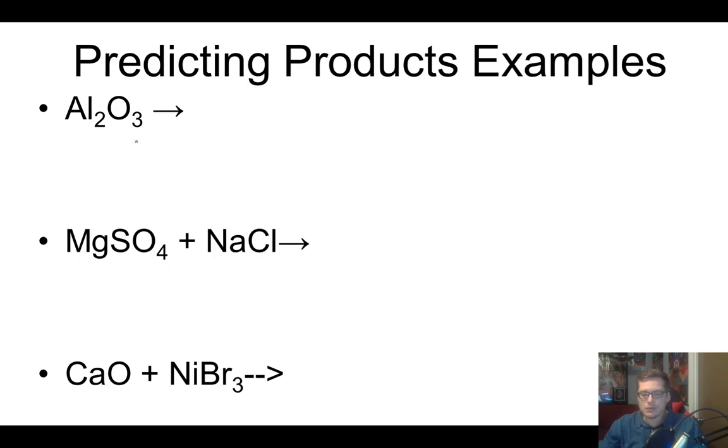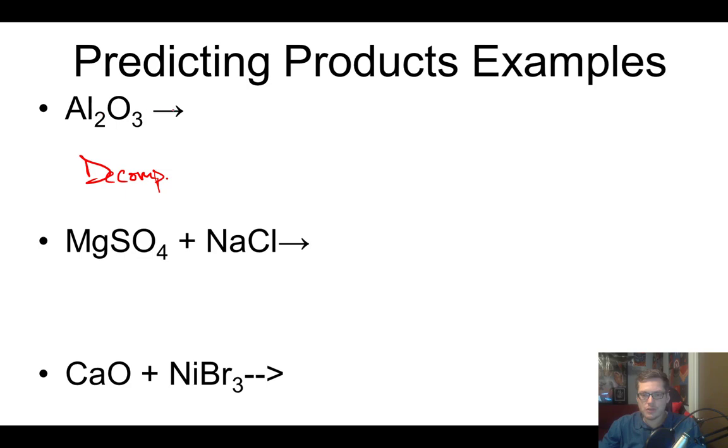All right. So first thing whenever you're predicting products is you want to look for what type of chemical reaction you're looking at. Now in this case here, you're starting with one thing that's combined. It's just one thing, and there was only one type of chemical reaction where we started with just one thing, and that was the decomposition reaction. So we'll go ahead and label this as decomposition. That means this thing is going to break down into its constituents.